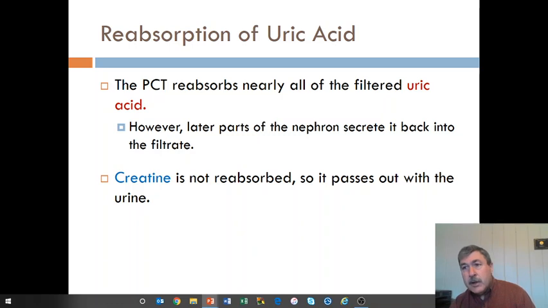And so it's reabsorbed, but then it's secreted again, and then it passes out of the urine and is eliminated from the body. Creatine is another nitrogenous waste that's produced from the breakdown of creatine phosphate, which is found in muscles. That's not reabsorbed, so once it's filtered, it just passes out with the urine.